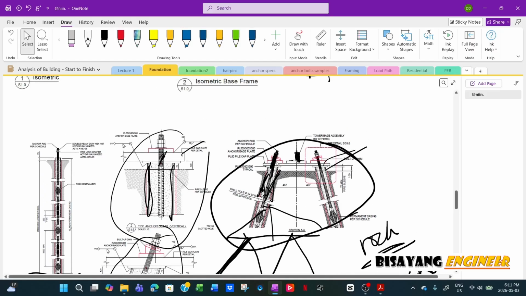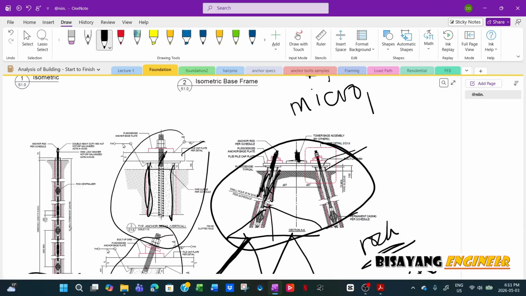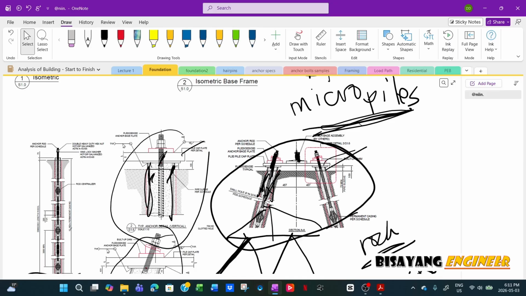So this is called micropiles. I have a spreadsheet on this one, but just the structural aspect of it. If you are interested in learning micropiles, then you can also search. I bought a book actually from Federal Highway, Micropile design.